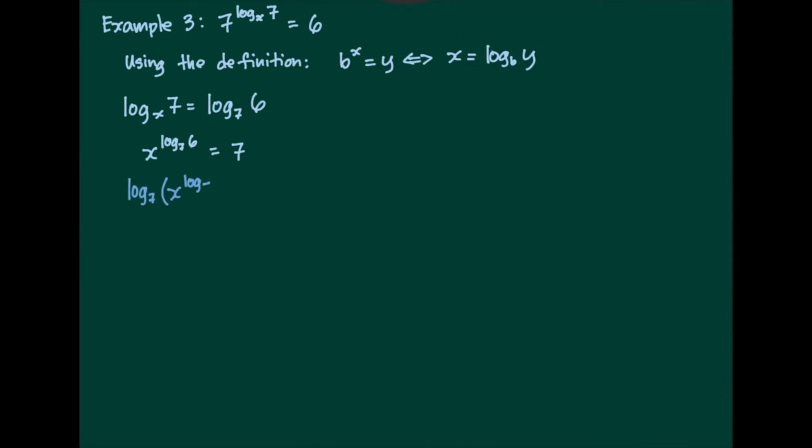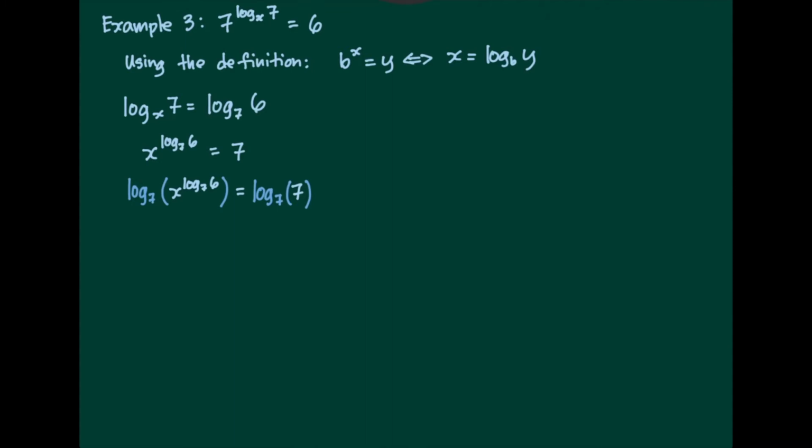So I'll take the logarithm of the left-hand side. That will be log base 7 of the quantity x raised to log base 7 of 6. This is equal to the right-hand side, which is log base 7 of 7. I hope at this point makita natin na yung right-hand side ay equal sa 1, na ang log base 7 of 7 is just equal to 1. Pero hindi muna natin siya isi-simplify.